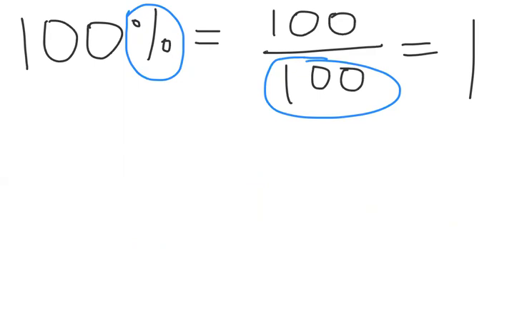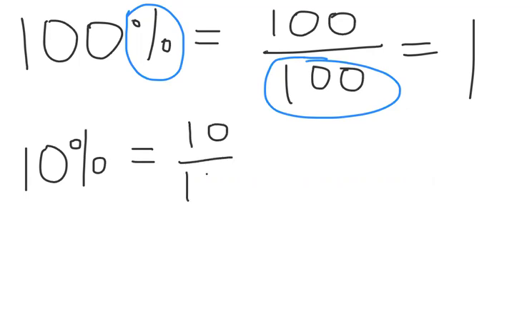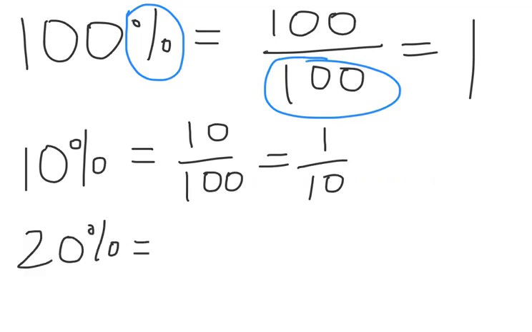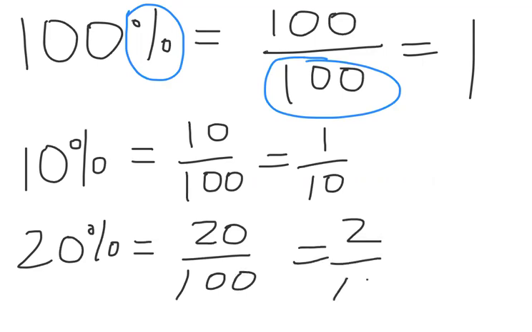So let's see what else is there. You also get a 10%, which equals 10 divided by 100. And that answer is 1 over 10. So that is something you must remember. Then you have 20%, which is 20 divided by 100. That is 2 over 10. And you can already see if it's 20%, it's 2 over 10. 10% is 1 over 10.